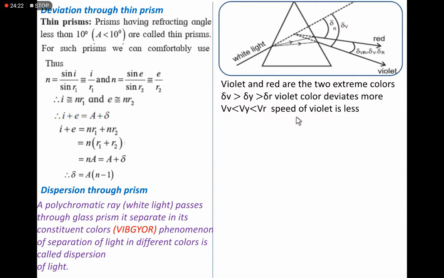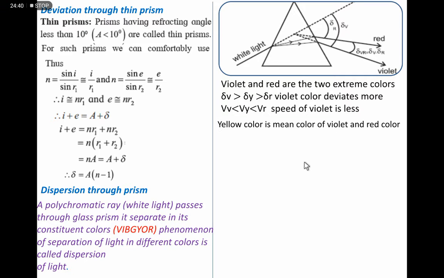But speed is different. The speed of the violet color is less as compared to the red color. That is why it is the first color in the spectrum. So this way we can learn the dispersion through the prism.